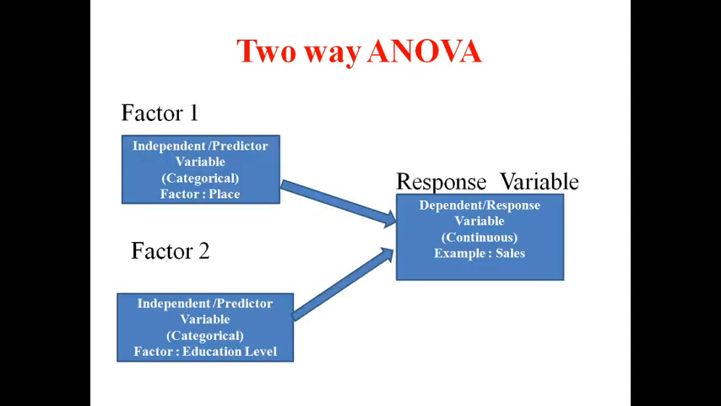Then you can see here factor number 1 and factor number 2. These are the two independent variables, and the response variable is the dependent variable. Again, the independent variables should be on a non-metric scale, so the data should be categorical. Independent variable 1 is place, the second is education. Both are categorical, and the response variable, sales, is continuous data, that is, on a metric scale.